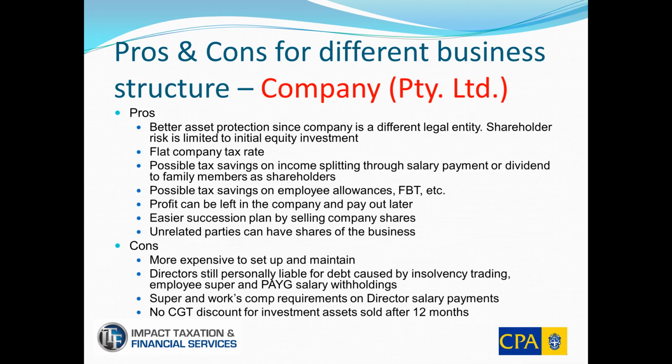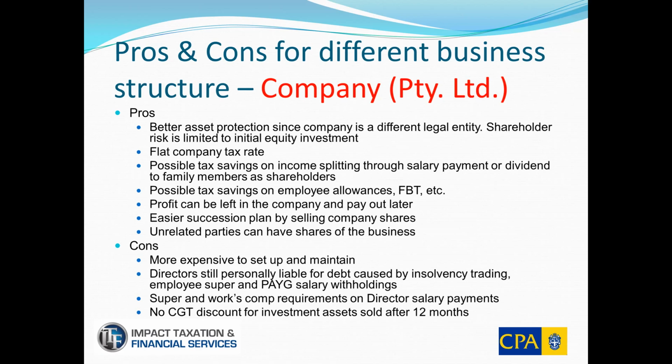Okay, with a company, the advantages. The first one is better asset protection. It's very important. It's much safer than sole traders or partnerships because you have a separation between personal assets and business assets. Okay, on the tax side, you have a flat company tax rate. That tax rate is 27.5% for a small entity, going to be reduced to 25% in a couple of years' time. In 2021, this current tax year, it is 26%. So there's a flat company tax rate.